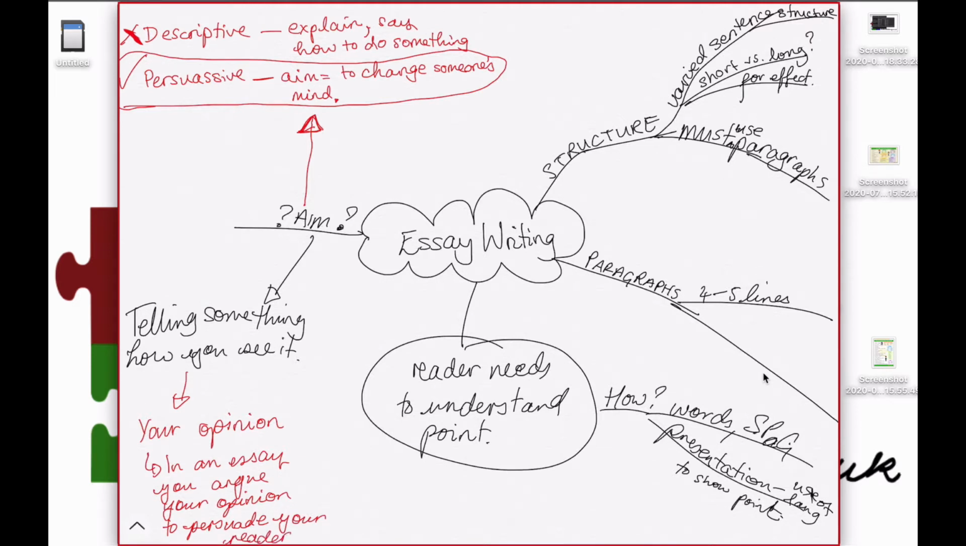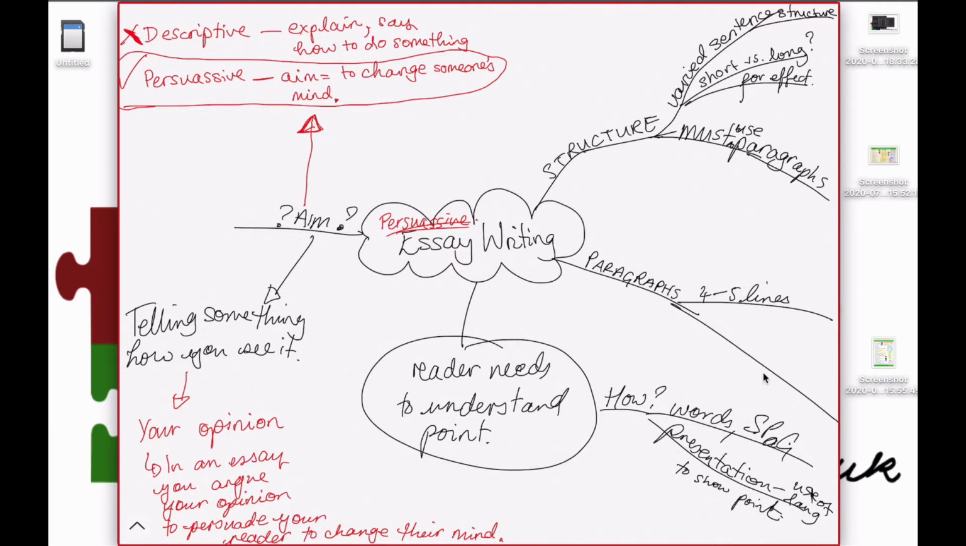So we persuade the reader to change their mind. And this is the whole aim of essay writing. It is persuasive. When it comes to the structure of a persuasive essay.